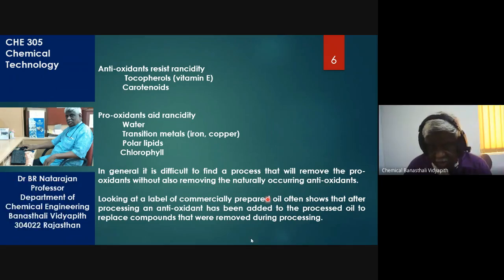It cannot be helped. And if you look at the label of many commercially available oils, they will show that after processing, an antioxidant has been added to the processed oil to replace the compounds that were removed during processing. The reason being, when we aim to remove the pro-oxidant, some antioxidant by mistake or by default gets removed. They have to be made up. So after processing, we add those antioxidants, which will be shown on the label as added antioxidant.